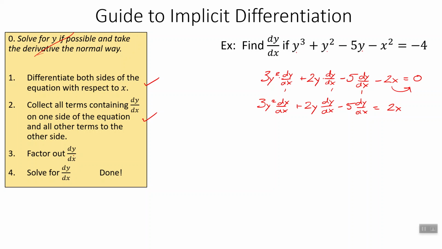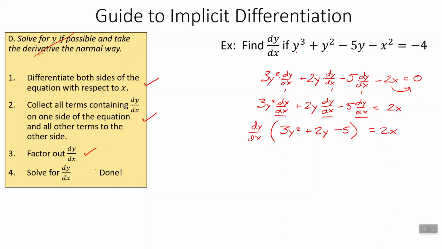Step 3, factor out dy dx. So by design, everybody over here has this dy dx, so we can factor it out. So we bring out the dy dx, and that will leave us with 3y squared from the first guy, 2y from the second guy, minus 5 from the other guy, equals the 2x over there still. All right, hopefully you're starting to see the finish line here.